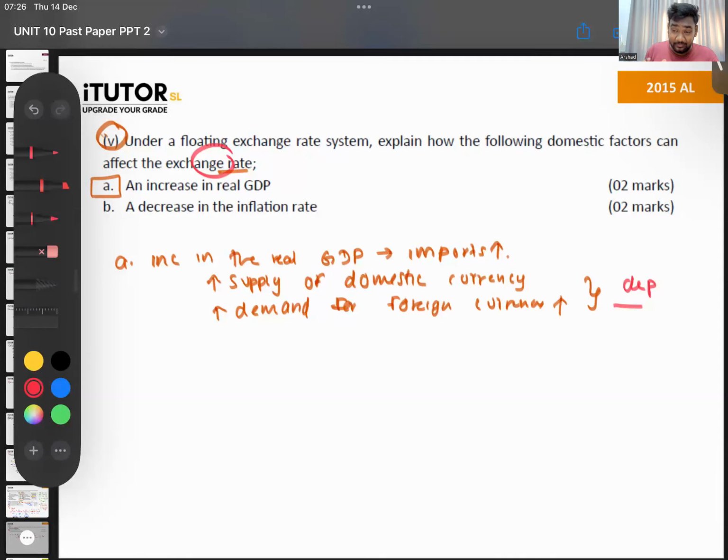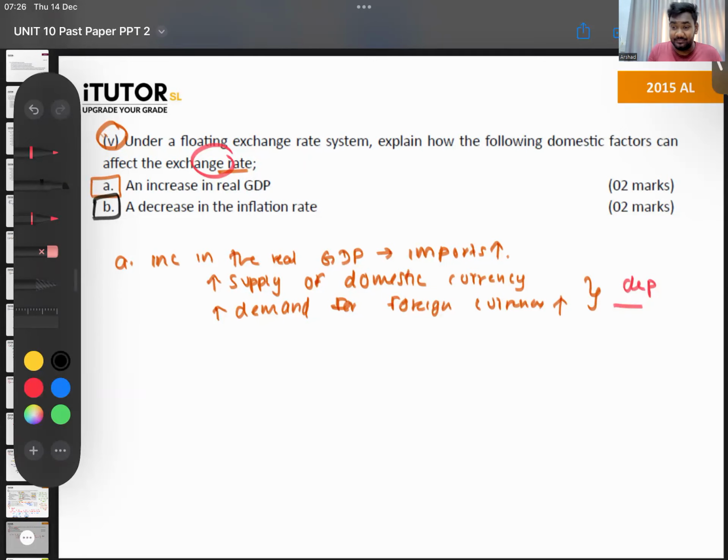So you should say, look here, if there is an increase in the real GDP, then a country would tend to import more and more goods. As a result of importing more goods, the supply of domestic currency would increase. On the other hand, the demand for the foreign currency would increase. As a result of this, the exchange rate of that country would tend to depreciate. Okay, something like that. Then part B.